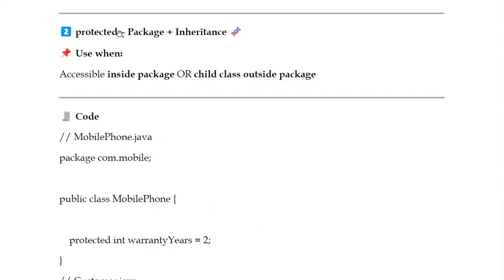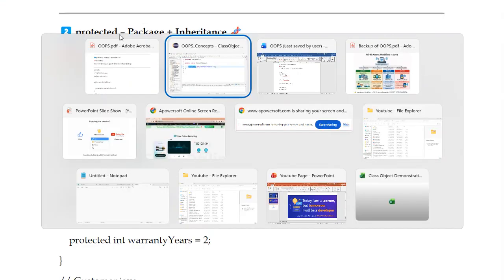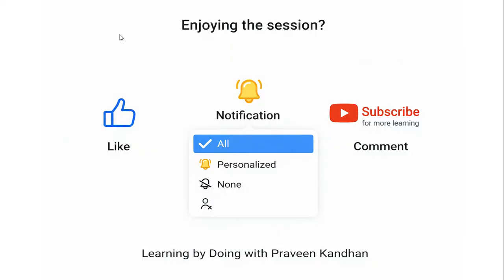So far we have discussed public, private, default, and protected. In the next session, we'll have a summarization of these four access modifiers.